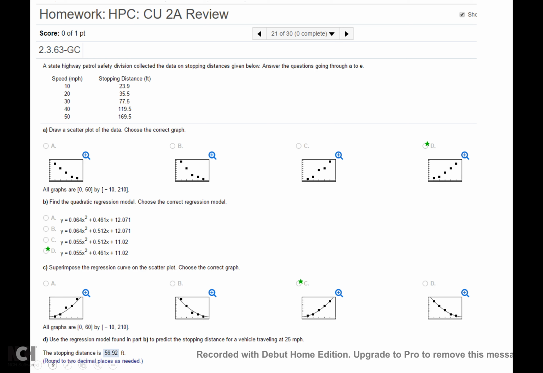The State Highway Patrol Safety Division collected the data on stopping distances given below. Answer the questions going through A to E. A says, draw a scatter plot of the data and choose the correct graph.